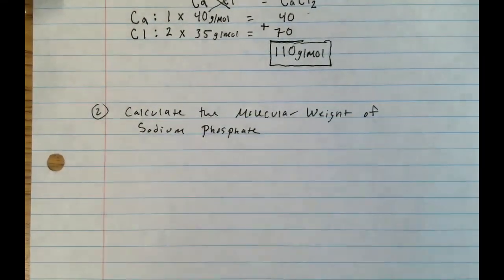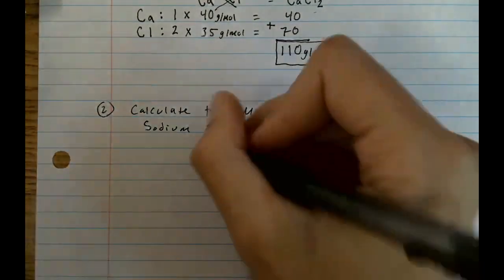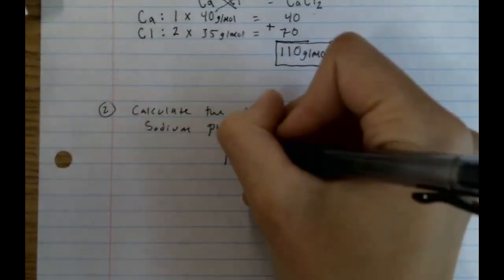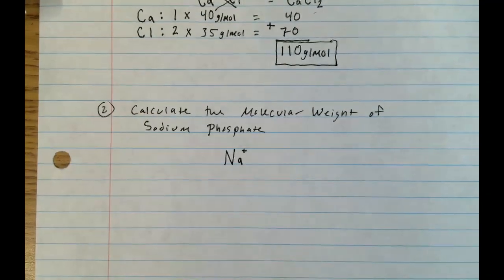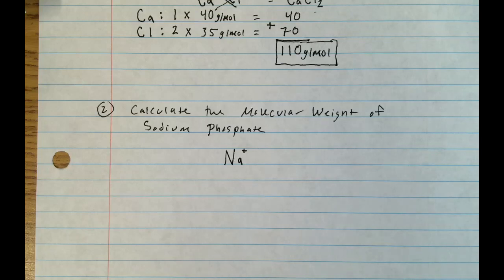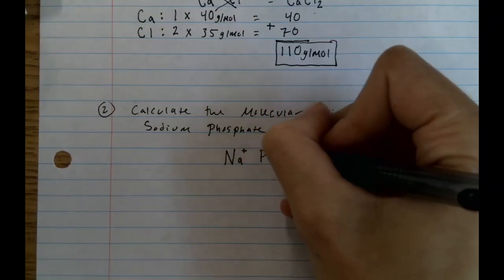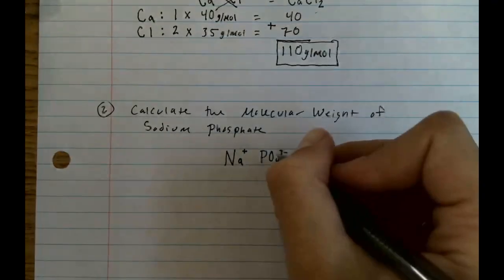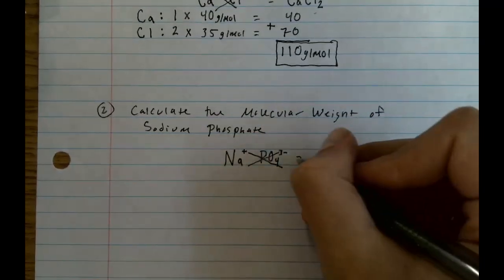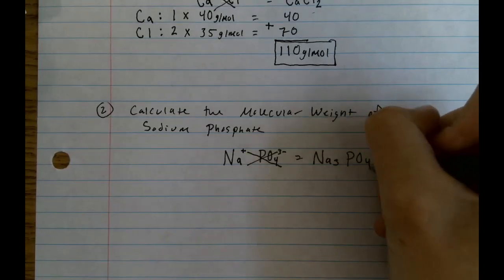Now we're going to calculate the molecular weight of sodium phosphate. So again, you have to start with writing the chemical formula. Sodium is Na, and it's in group 1, so it has a charge of +1. Phosphate is a polyatomic because it ends in -ate. That's your big indicator. So what you're going to do is you're going to go to page 2 of your reference table, and you're going to figure out what the formula for phosphate is, and you should find that it's PO4 3-. So your very next step is going to be to crisscross these charges. So you get Na3PO4.